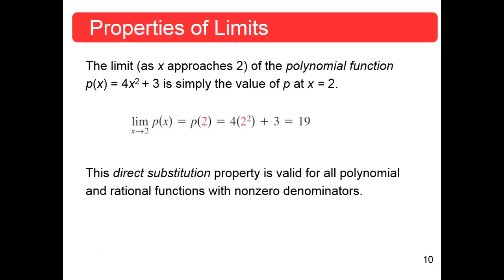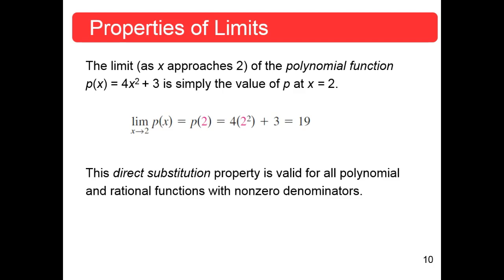This direct substitution property is valid for all polynomial and rational functions with non-zero denominators. Rational functions are ratios of two polynomials. That's what a rational function is. As long as that denominator is not 0, then you can plug it in.